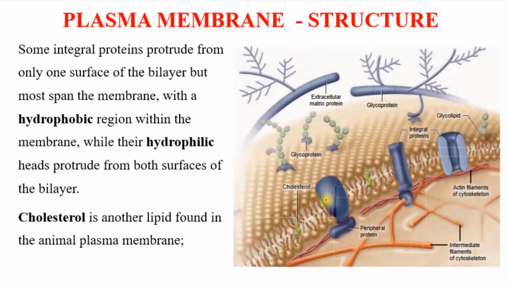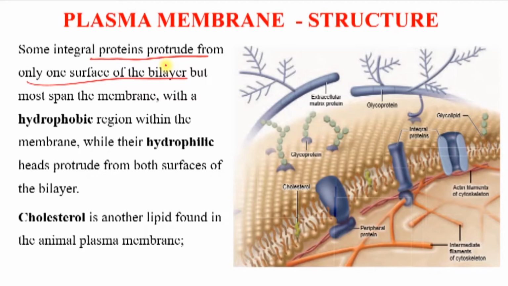So at certain portions, you'd see a protein molecule outside, and that also moves into the interior. And for the peripheral ones, you will only notice one on a particular side. So if we continue, we'll say that some of the integral proteins protrude from only one surface of the bilayer, but most span the membrane.